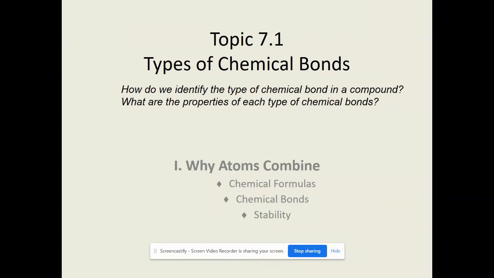Hey guys, welcome to topic 7.1. We're going to be looking at identifying types of chemical bonds. From this lesson, you should be able to identify a compound as having one type or the other, and then just some general characteristics of them. All you need is a periodic table and then the note page.